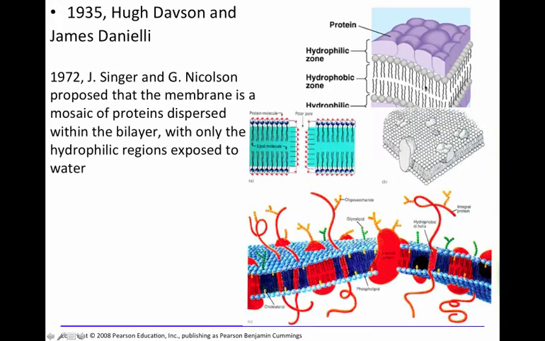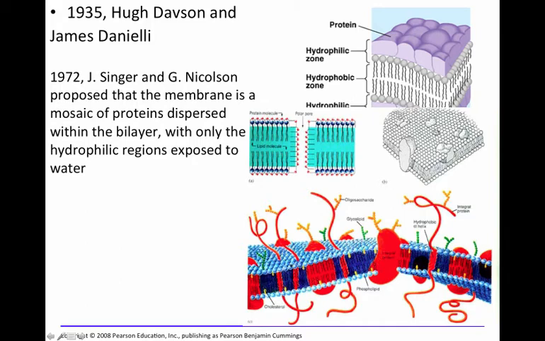It wasn't until 1972 that Singer and Nicolson proposed another model, the one that has been widely accepted and is still accepted today, and this is the fluid mosaic model. I show you a few different versions of that model, as it appears here, as it appears in B, and as it appears here in C. So this is that phospholipid bilayer model. You see the two layers.